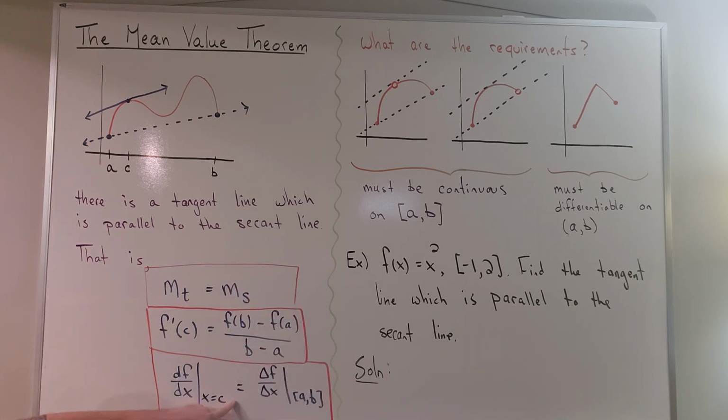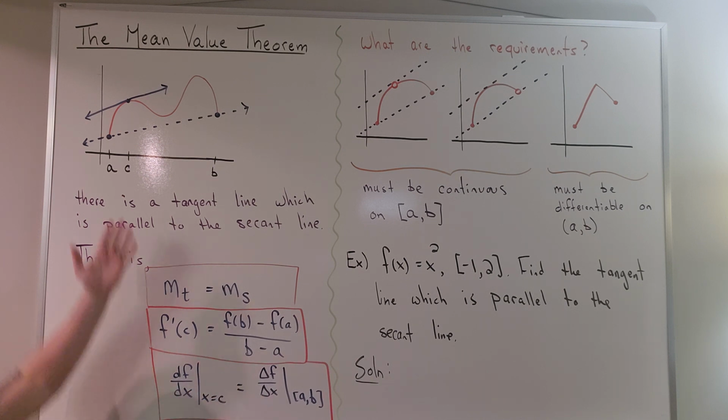If I look at the one in the bottom here, what does this say? The average rate of change over the interval is equal to the instantaneous rate of change at a specific point. So the average rate of change does actually occur at a certain point on the graph. Okay, so that's the statement for the mean value theorem.